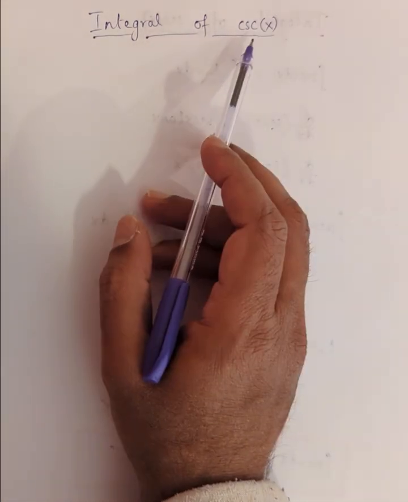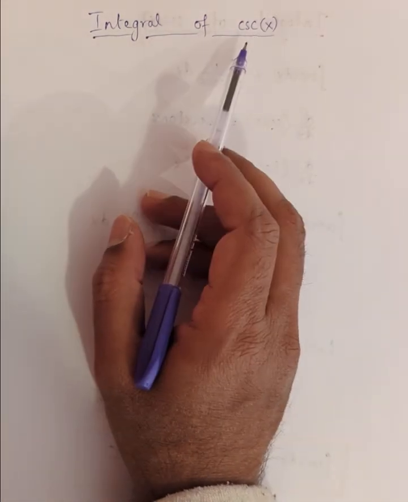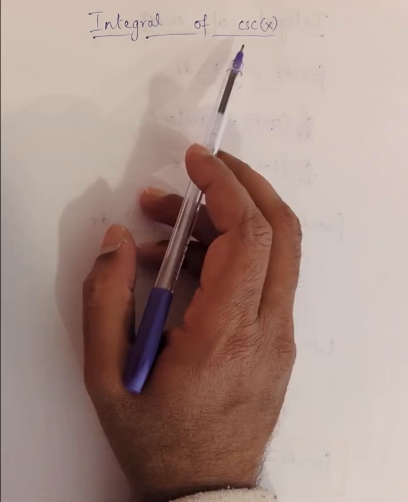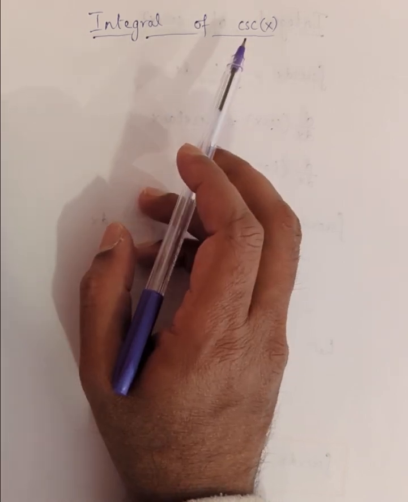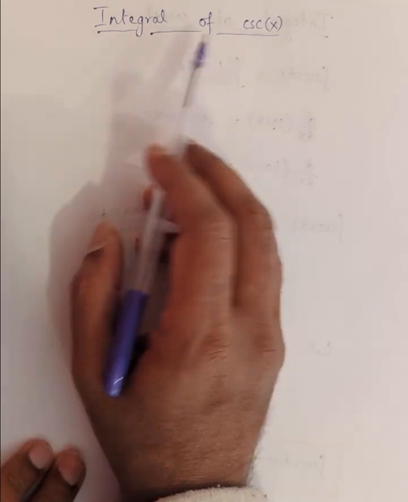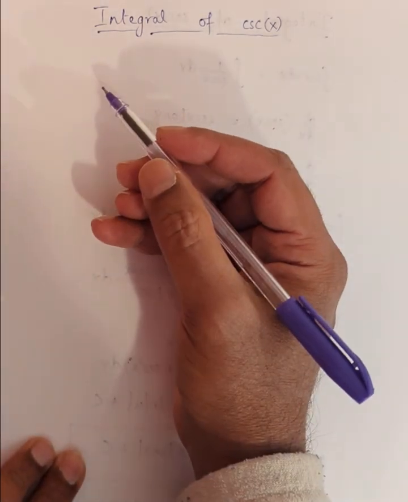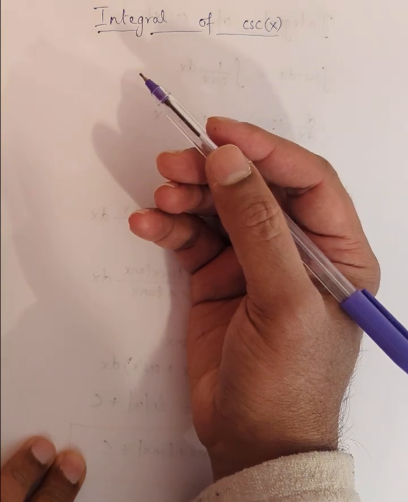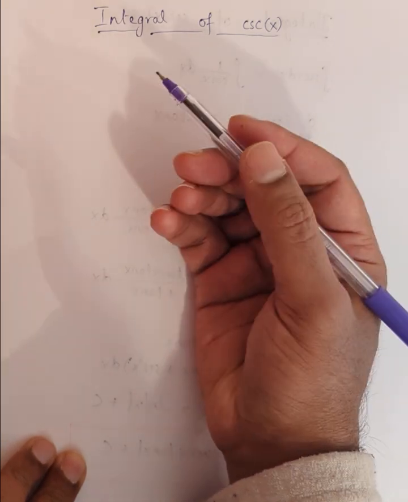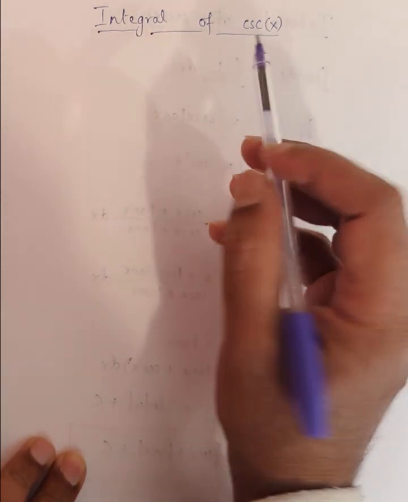To find the integral of cosecant x, we use a similar trick that we used for finding the integral of secant x. Now, in that video, I told you that if you want to find the integral of secant x, then writing 1 over cosine x is not going to be helpful.